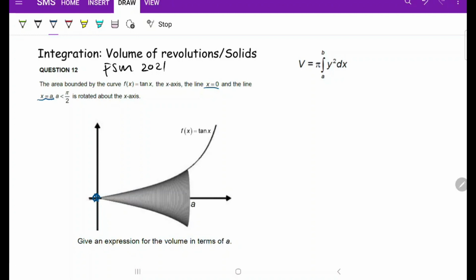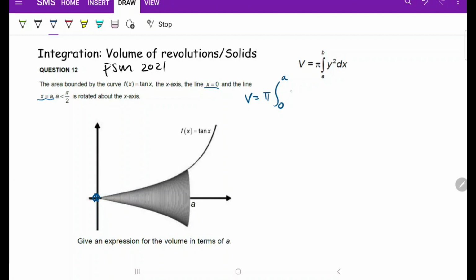Well, this question becomes a little bit simpler to do because the formula is given to us in the formula sheet in further studies. So let us dive right into it. The way we will do this, we'll get the volume, and this is going to be pi times the integral from our lower boundary, which is 0, to our upper boundary, which is a. So we have to write the volume in terms of a.